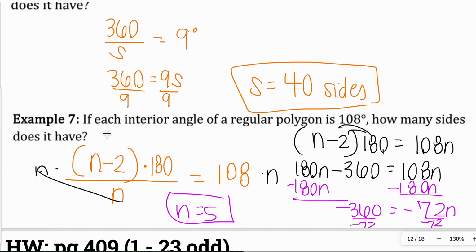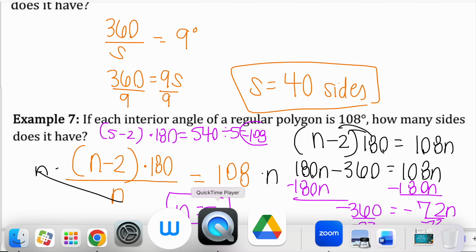I can check that by taking 5 minus 2 times 180, or 3 times 180. That's 540. Since there are 5 sides, that means there are 5 regular angles, so 540 divided by 5 gives me that 108. So I just checked my work there, okay? Hopefully that helps you solve question number 7.